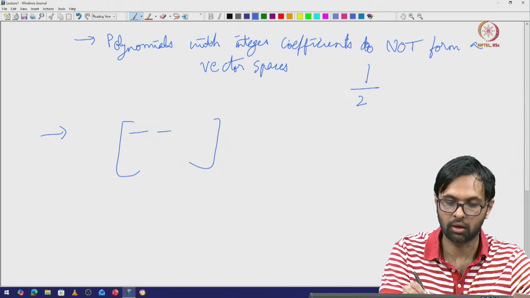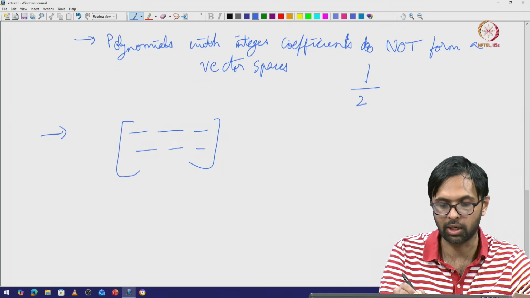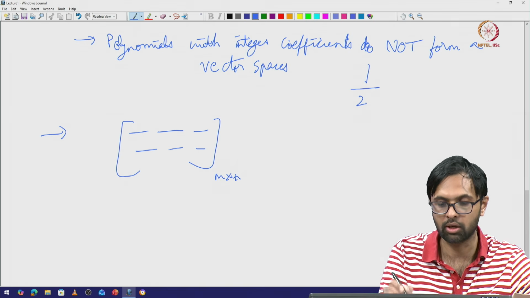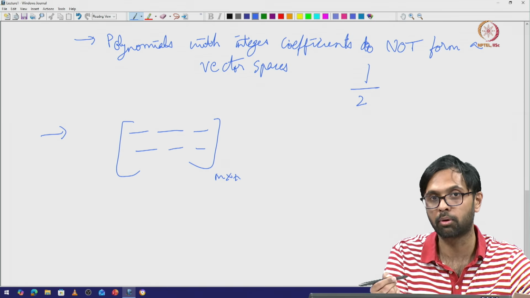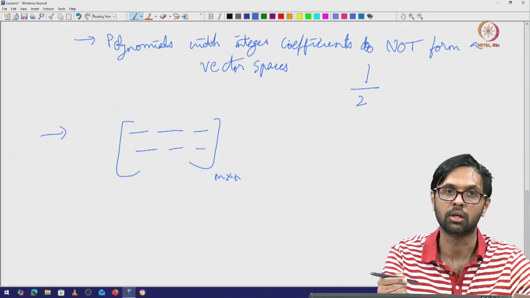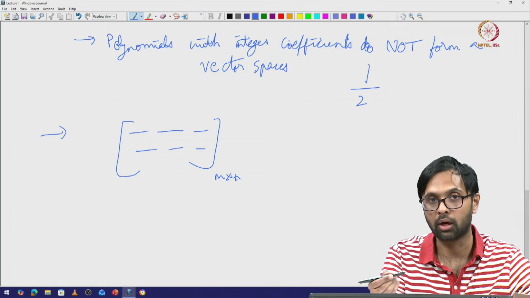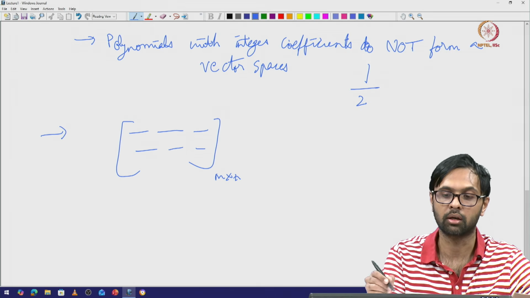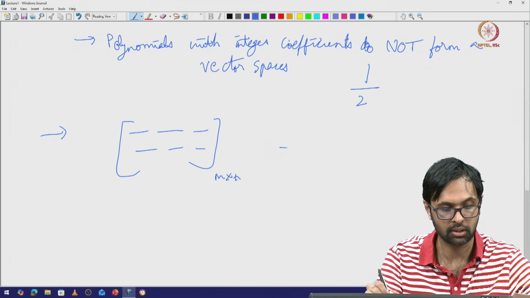Matrices. So if I take, say, m by n matrices with real or complex entries, you can add matrices component wise, you can multiply a matrix entry by a scalar, a number. So that forms a vector space.